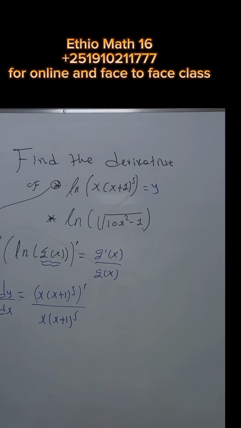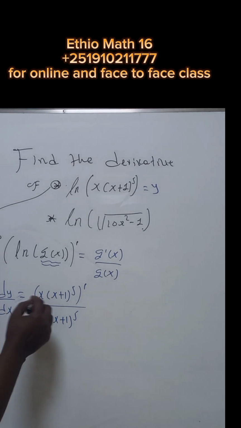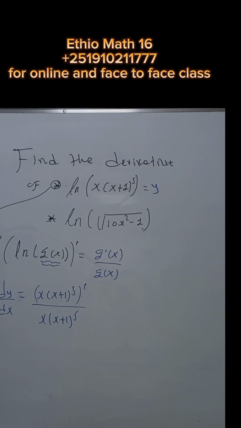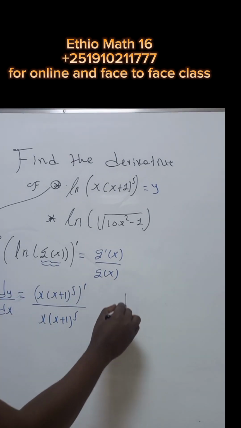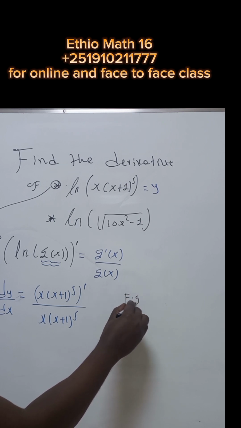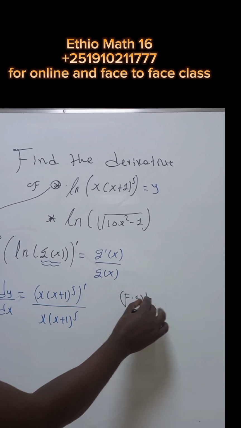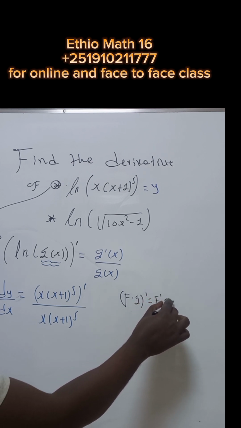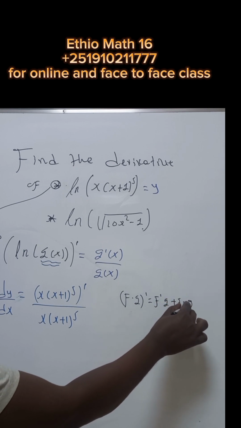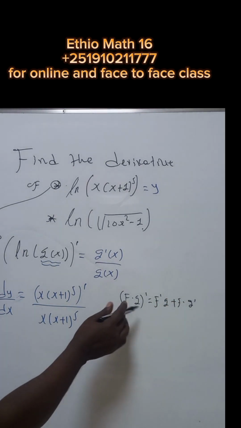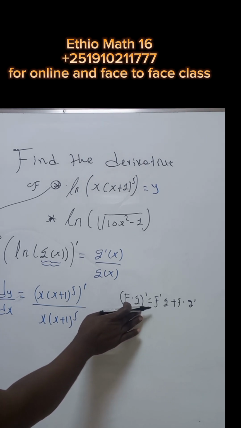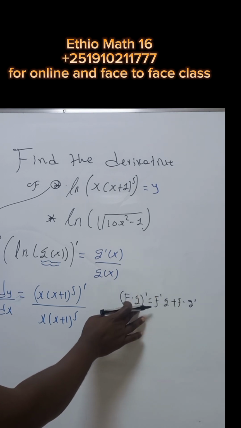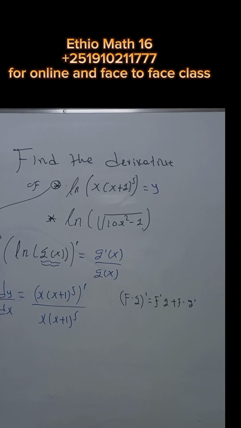You know how to find the derivative of a product. The numerator is a product of x and a power function. For example, if we have the function f times g, its derivative is f derivative times g plus f times g derivative. That means we take the derivative of the first times the second, plus the first times the derivative of the second. We call this the product rule.